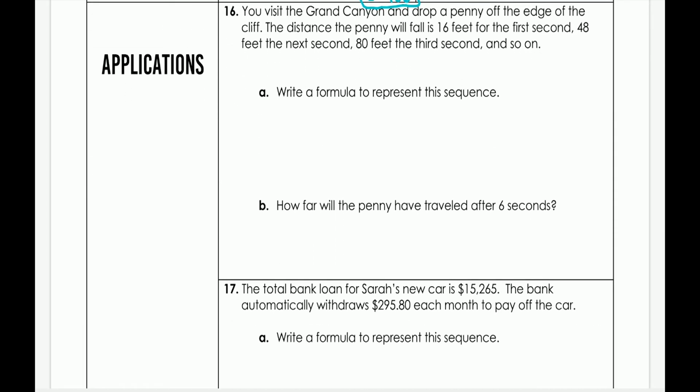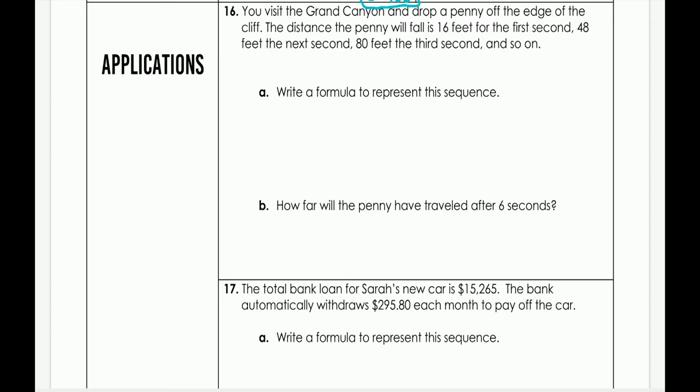So with the next two problems, we're going to be talking about what applications we would be able to do. Of course, whenever I say applications, that usually means a word problem. Let's go ahead and read the word problem. You visit the Grand Canyon and drop a penny off the edge of the cliff. The distance the penny will fall is 16 feet for the first second, 48 feet for the next second, 80 feet for the third second, and so on. Of course, since we are on the packet for arithmetic sequences, let's try and find the arithmetic sequence.